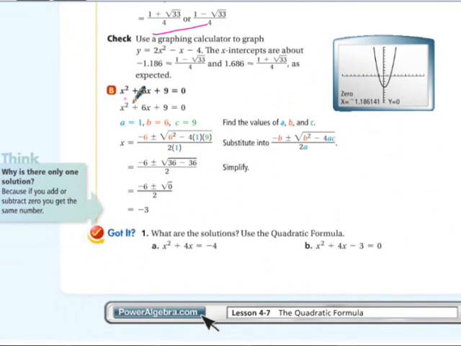Here, we do this one right here, and we get x squared plus 6x plus 9. We work our way through it, and we just get -3. And we'll talk about why there's only one answer to that one in just a second.